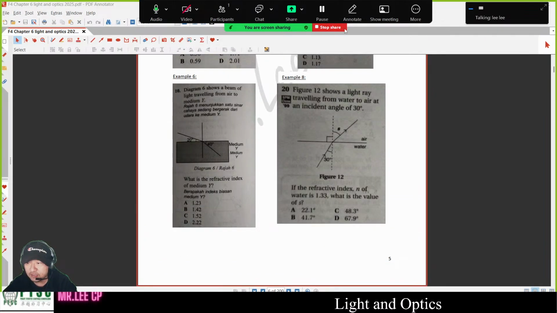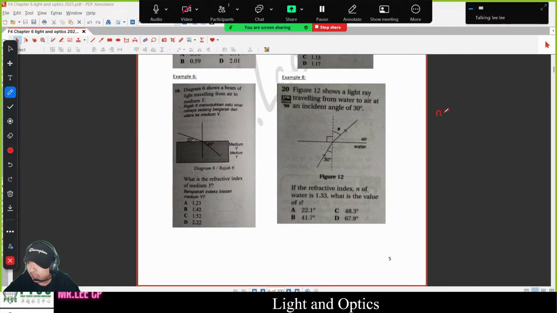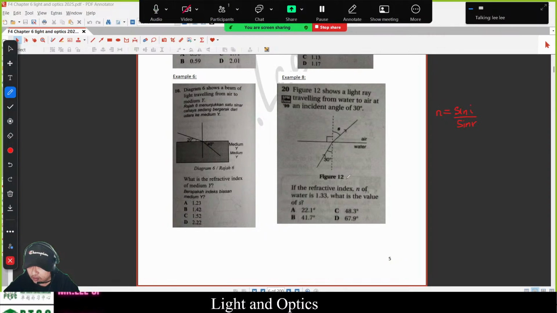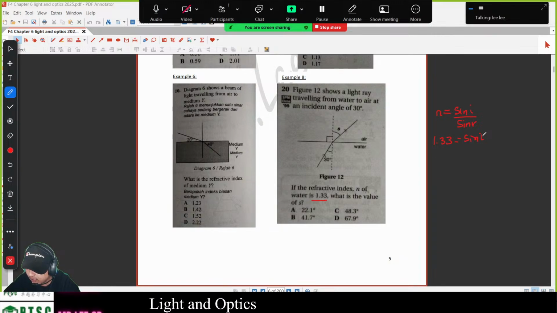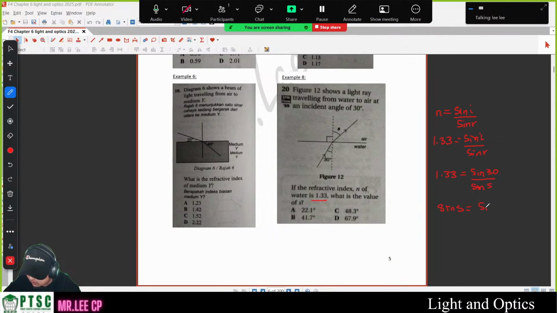For example, this kind of question, now you see, most of the students get this wrong. Okay, now n is equal to sine i over sine r, and they said n is 1.33. Most of you will take sine i, the incident angle, 1.33 is sine 30 divided by sine S. Alright, and then this one go up, 1.33 go down. Sine S is equal to sine 30 divided by 1.33. This is wrong.